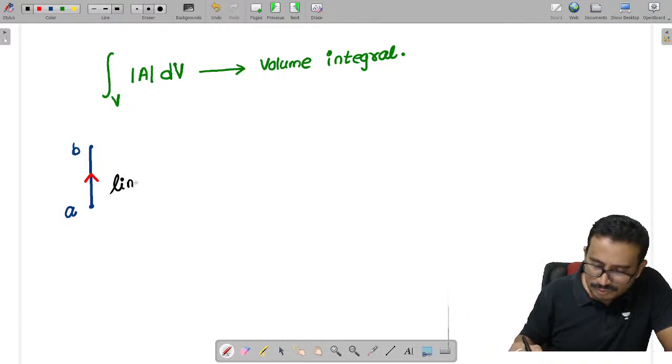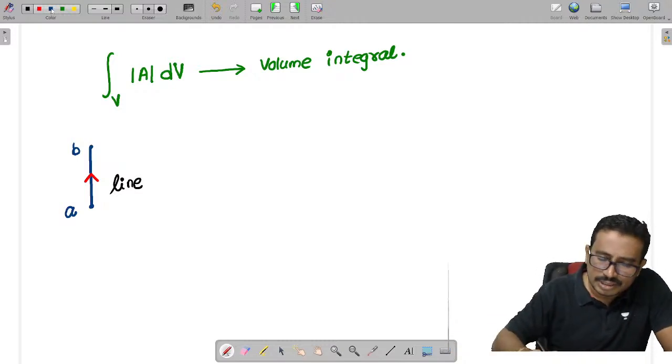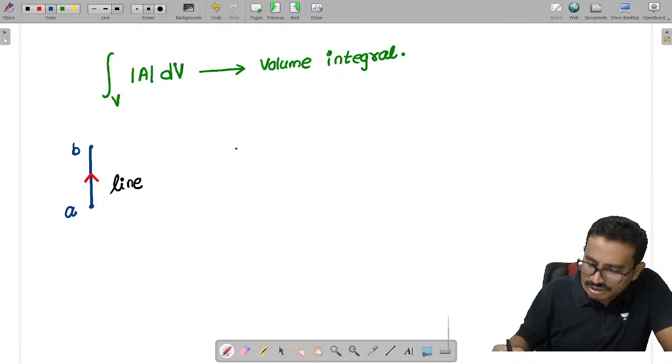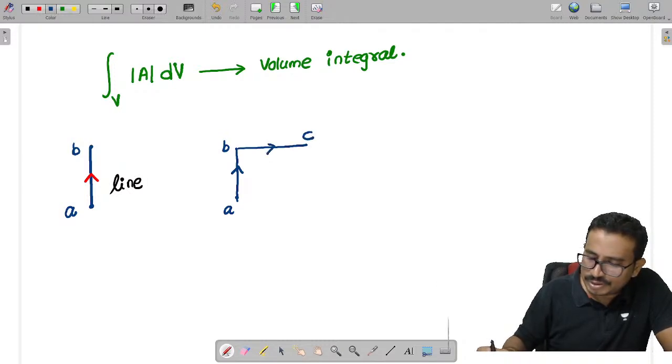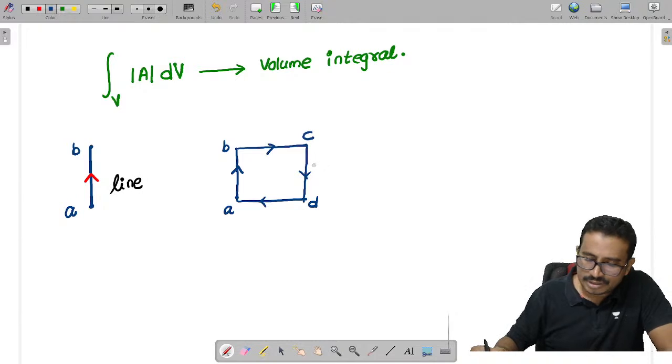This is called as what, tell me now? Line. And let us consider I want to find the integration of a vector along the path. Let us say this is A to B. And so I have moved from B to C, and I have moved from C to D. Again I have come back to A. Right. So this line is called a closed line.